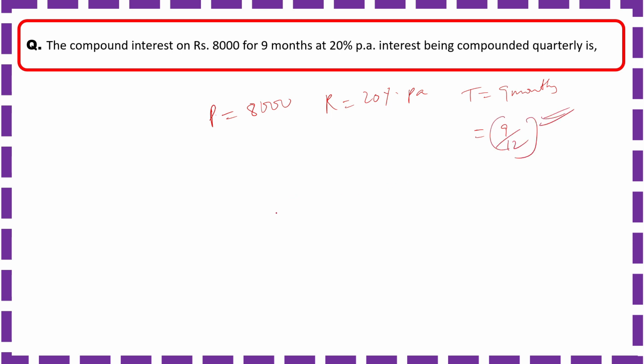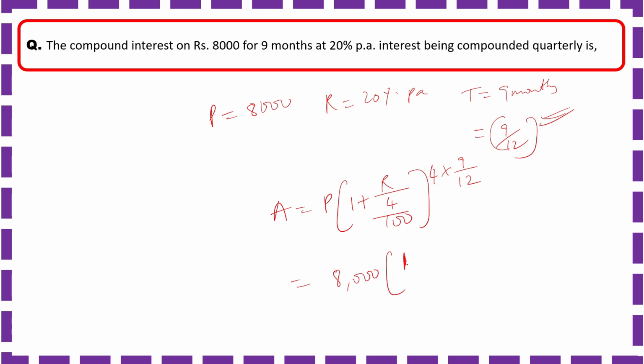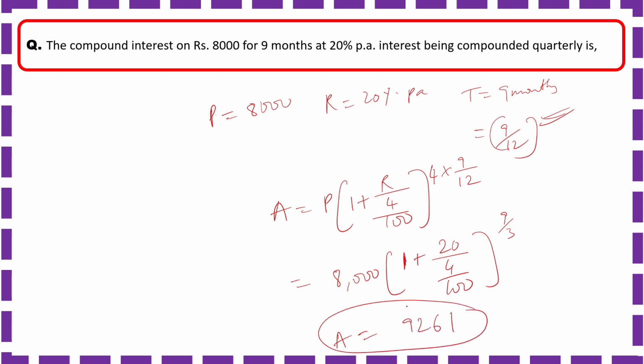So now A is equal to P into 1 plus R by 4 by 100, power 4 into 9 by 12. So we know P as 8,000 into 1 plus, what is R? R is 20 by 4, 20. So take LCM and calculate this. We will get amount as 9,261. What is the question?